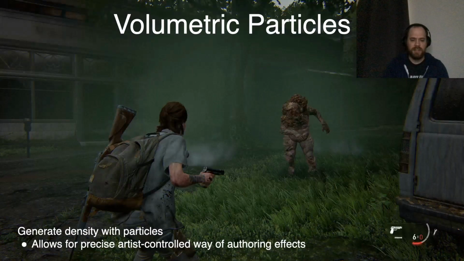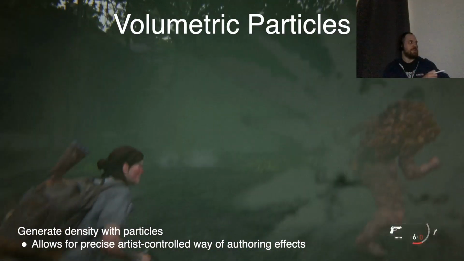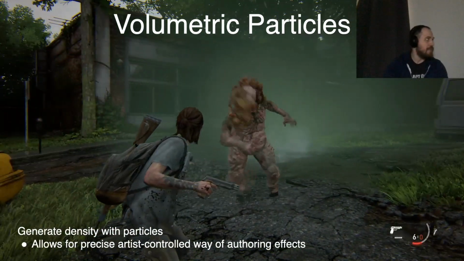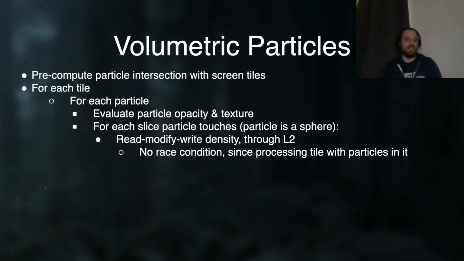So volumetric particles, very standard. We just have particles that are spawned within our regular particle system that we just write into the volumetric grid. They're pretty simple. Per tile basis, we would know which particles intersect with particular tile, and for every tile, for each particle, we would add the contribution based on where we are in the particle as a sphere, plus evaluation of a texture.